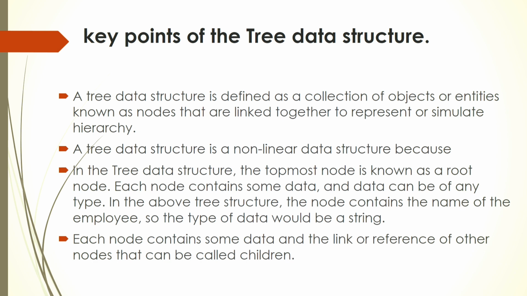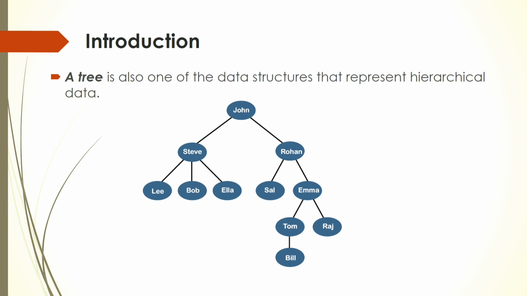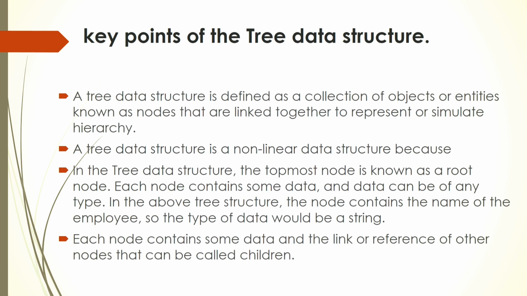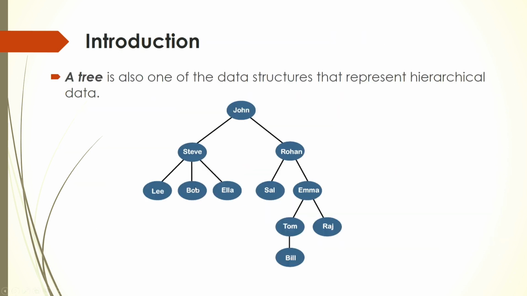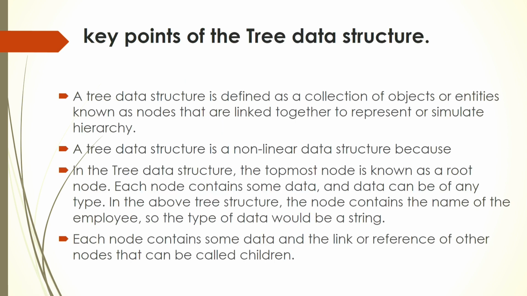Each node contains some data, and data can be of any type. In the above tree structure, the node contains the name of the employee, so the type of data would be a string, obviously. Each node contains some data and the link or reference of other nodes that can be called children.